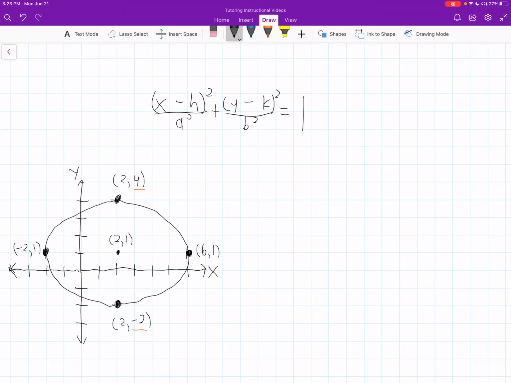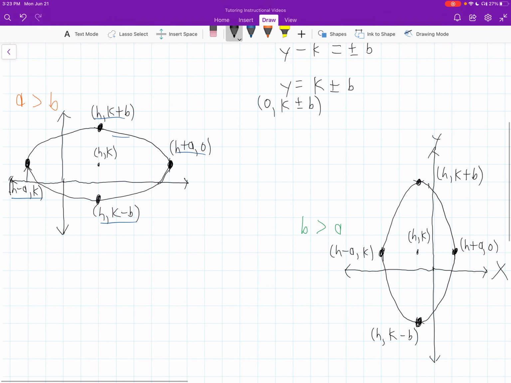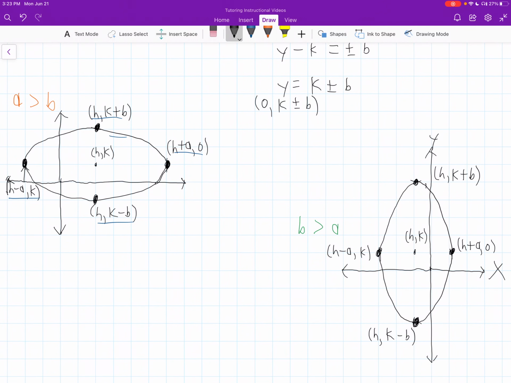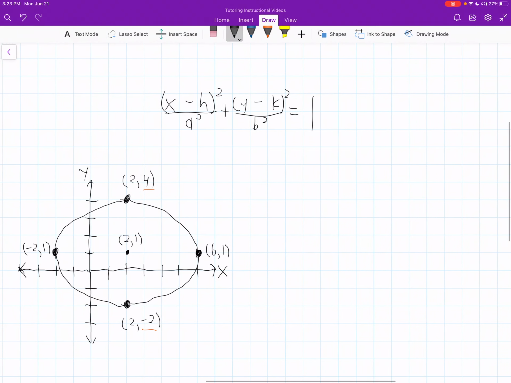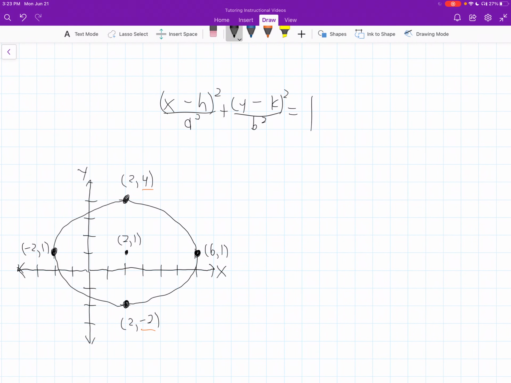So you can see here where I drew the graph of an ellipse centered at 2, comma 1 with those 4 points. Again, if you look back at the last video, you'll see in general where we're guaranteed 4 points. Actually, I have it drawn right here if you need a quick refresher. There's the left, right, top, bottom 4 points that we can always get. So here I just put some concrete numbers in for that.